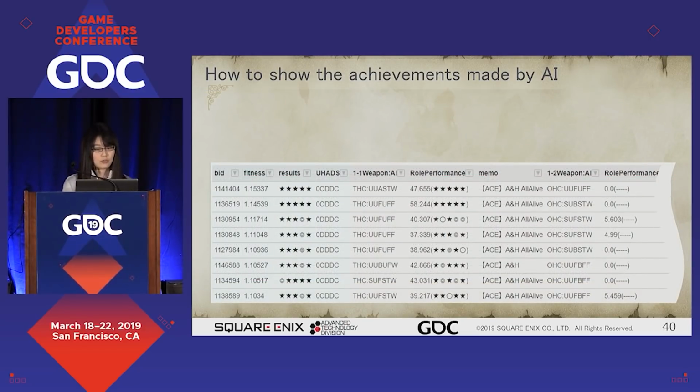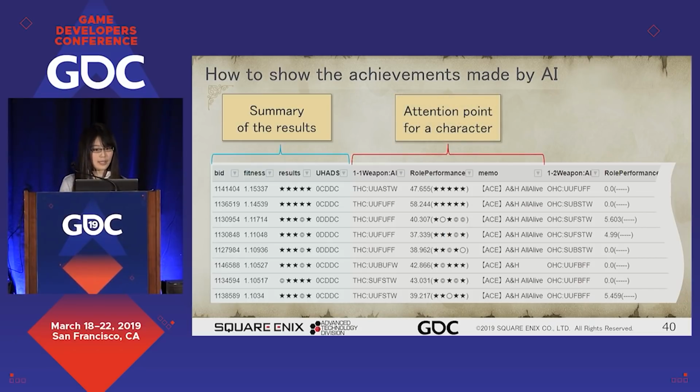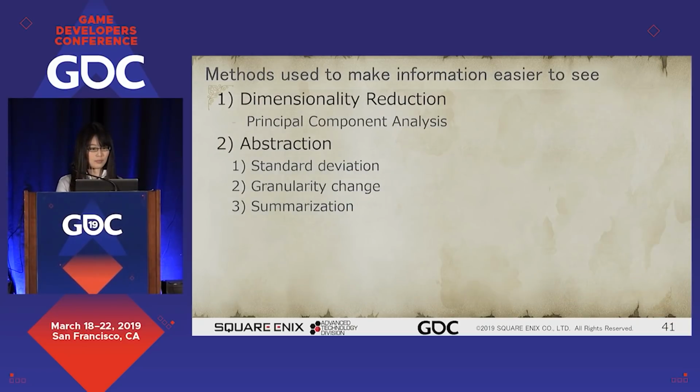Each row follows this structure. The first part displays a summary of the battle results. It is then followed by more detailed information about each chapter, but I omit it partially in this figure. Let's see the methods to make information easier to see. They are dimensionality reduction and abstraction.